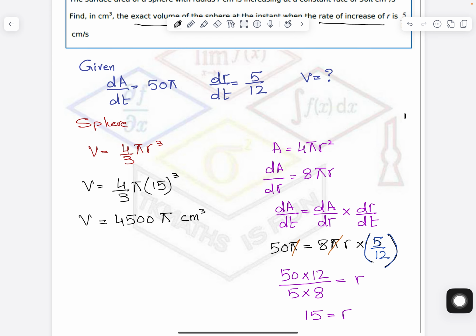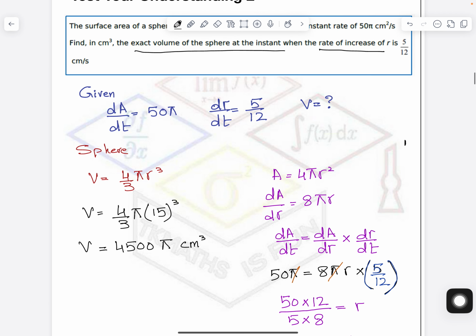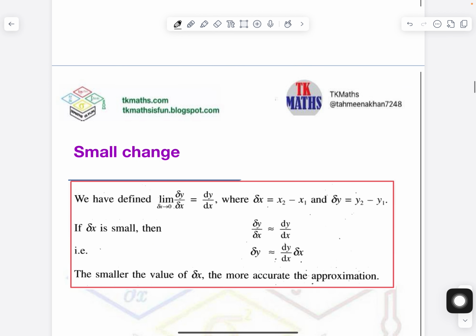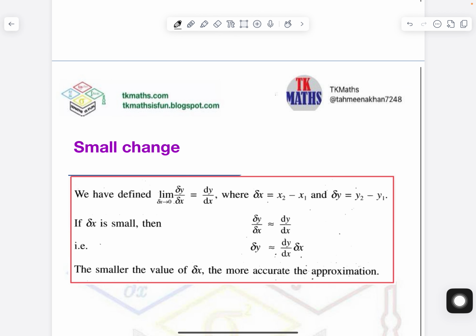Right. So we got the radius r from here, and that we are substituting in the formula for the volume. This very often happens, that with both the formulas you have to manipulate to get the value from one and substitute in the other. Now let's come to the small change. What is the meaning of a small change?